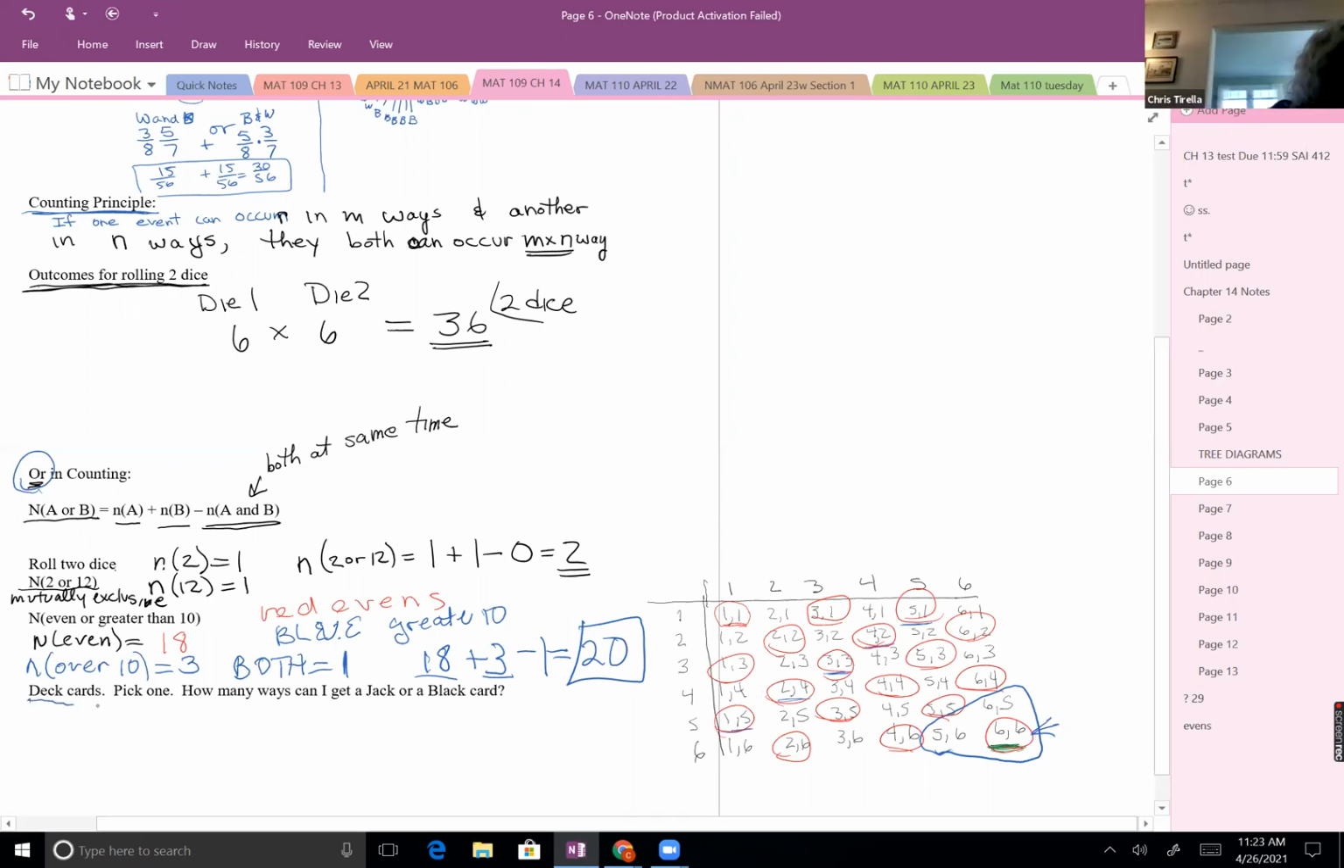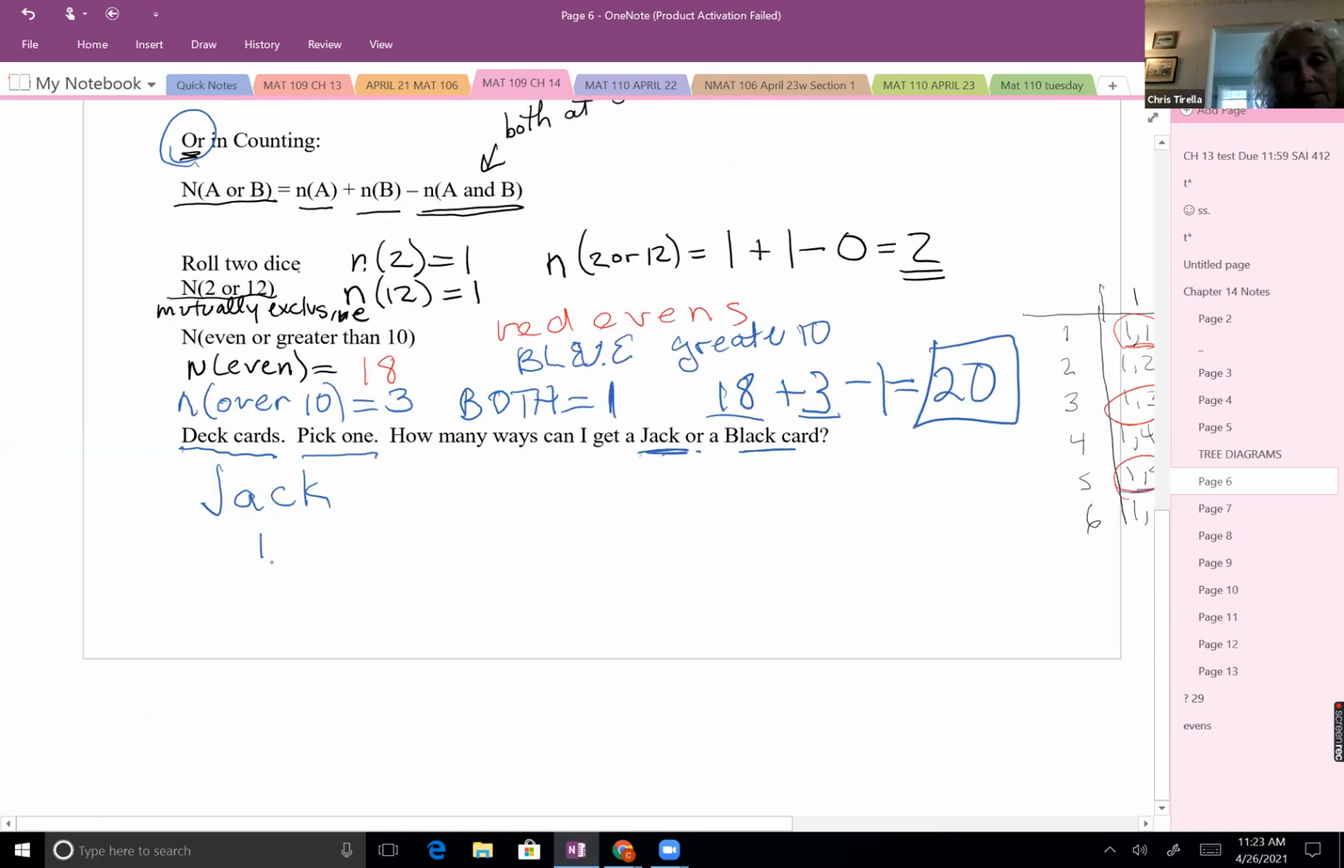Okay. So last one down here, deck of cards, you're gonna pick one. We want to get a jack or a black. Well, how many jacks are there in my deck of cards? Is everybody familiar with the deck to know that there are 4 jacks? Or how many black cards are there? Half the deck. Half of 52 is 26. The or tells me to add it. But then we have to remember, are there any cards that do both? Well, sure, there are black jacks.